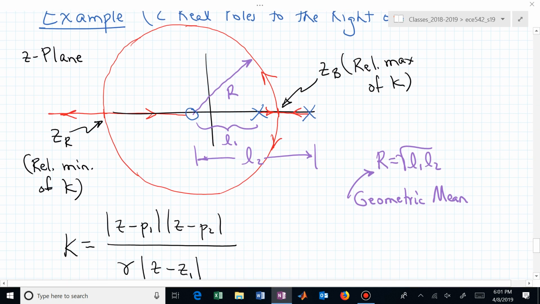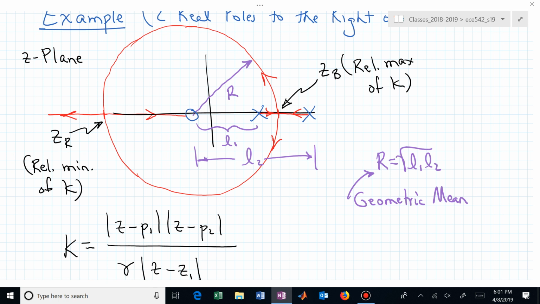And I've tried to label the breakaway as this point Z sub B, that's a relative max, and Z sub R, that's the reentry point, is a relative min. And the gain value, K, that moves you on all of these red points is determined by this formula, and that's from the magnitude condition. You plug in any value Z on that red sketch, any of those branches.